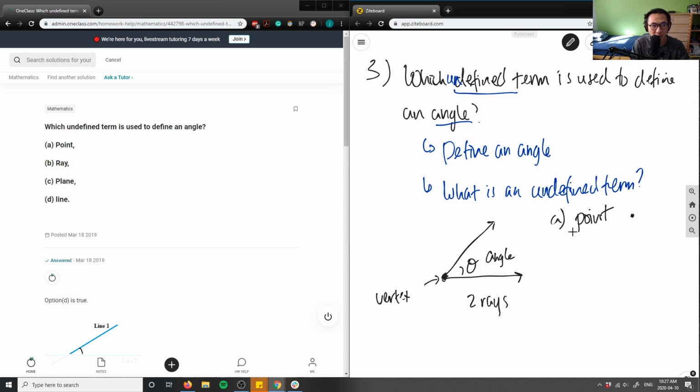Does that give us information about an angle? Not necessarily, which means point here, A, is wrong. B here is a ray. A ray here is what we're looking for in this problem, which is correct, right? So again, a ray is one direction and it's going towards something, which is good. So ray could be an acceptable answer, but I'm going to go back and improve on my answer after.